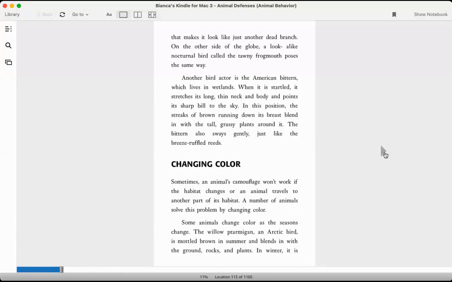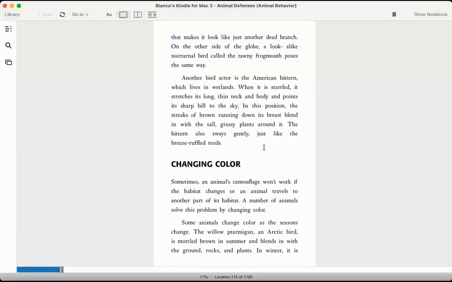Another bird actor is the American bittern, which lives in wetlands. When it is startled, it stretches its long, thin neck and body and points its sharp bill to the sky. In this position, the streaks of brown running down its breast blend with the tall, grassy plants around it. The bittern also sways gently, just like breeze-ruffled reeds.